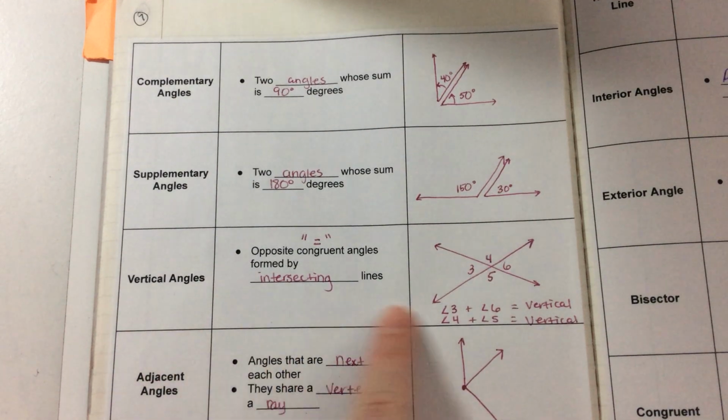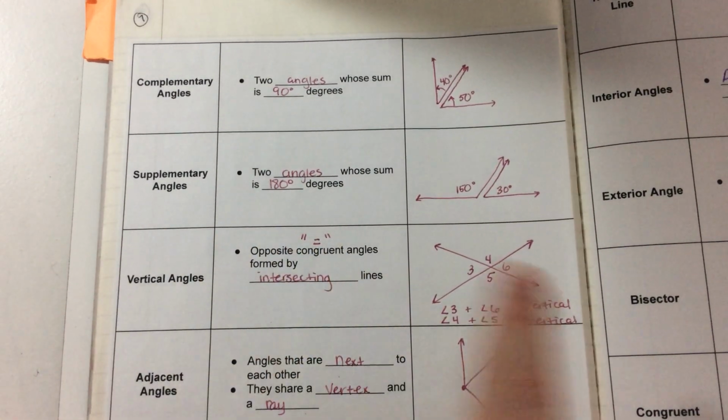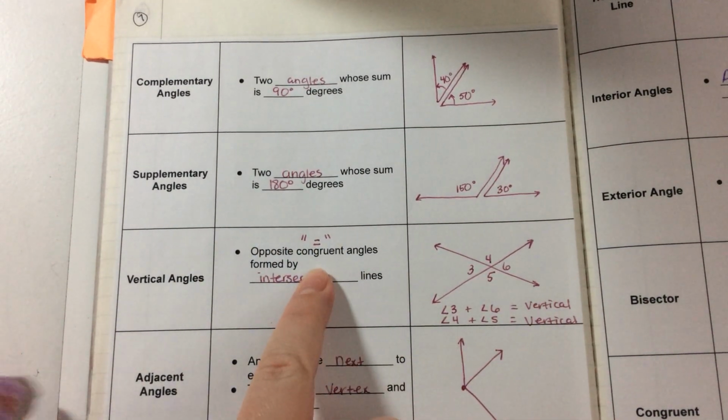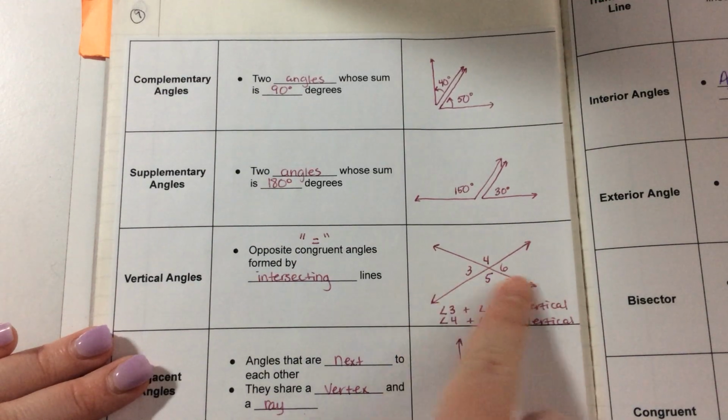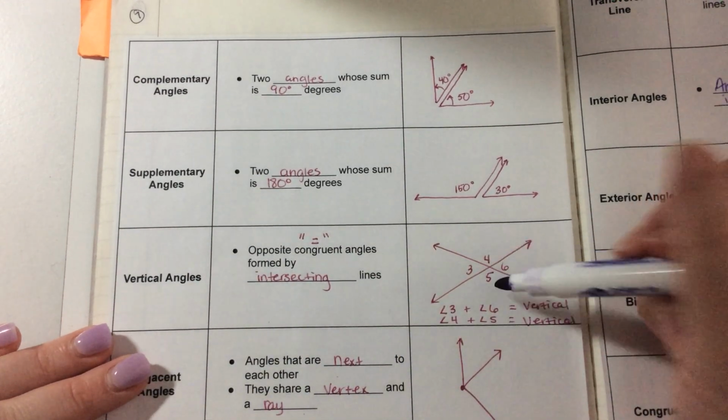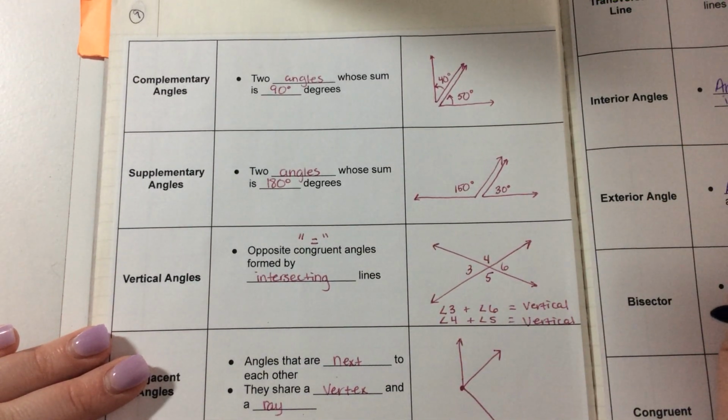Here is our vocabulary section for vertical angles. Congruent means equal. So that means that here in problem number 2, angles A and B do have to be equal because they're opposites. In the same way, 3 and 6 have to be equal, and 4 and 5 have to be equal. All right.